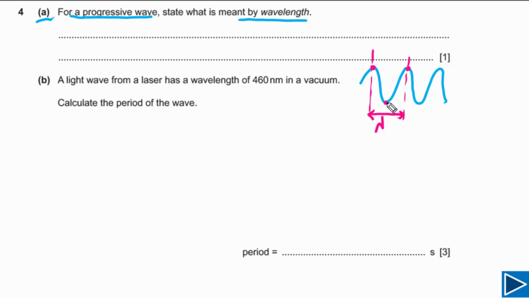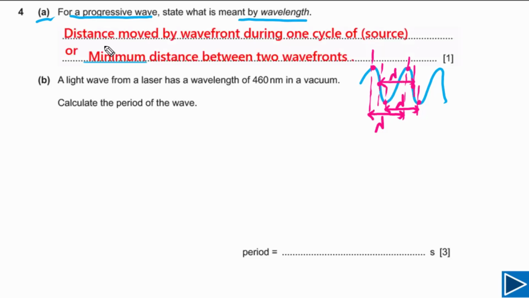We can also take any other 2 points which are in phase. Let's say if we take these 2 points, the particles at these 2 points will always oscillate in phase. So the minimum distance between these 2 points is equal to 1 wavelength. We can also take any other 2 points. Let's say we take this point on the wave and this point; particles at these 2 points will also oscillate in phase. So the minimum distance between these 2 points is also equal to 1 lambda. This is how we can define wavelength. This is how you can write down your proper answer for this question.